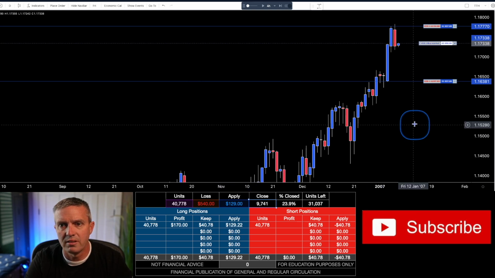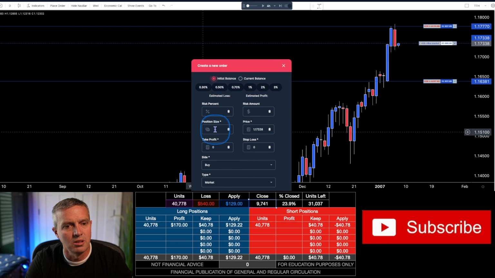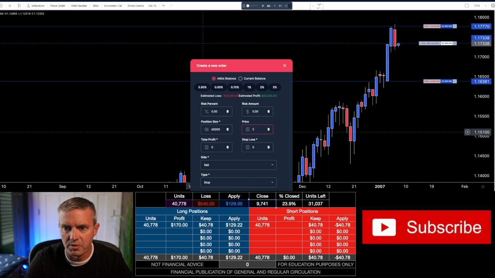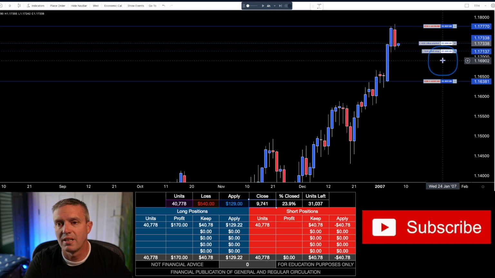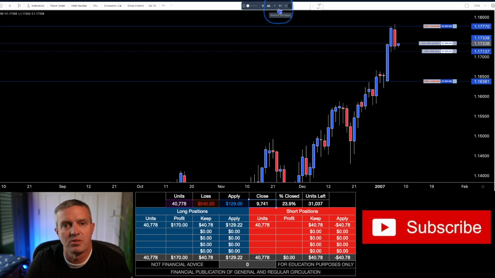Put those in place. And then we've got to protect those with a sell stop. This will be for 65,000 units, and that'll be 20 pips below that position, 1.17138 right there. We have our buy at the market, and then we have our hedge set to protect it, a sell stop order 20 pips below that position.